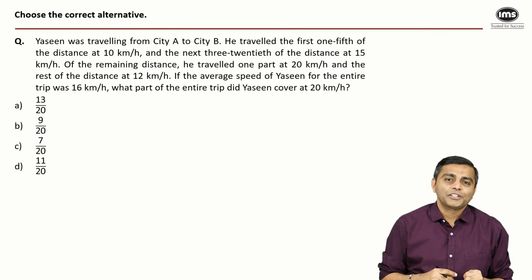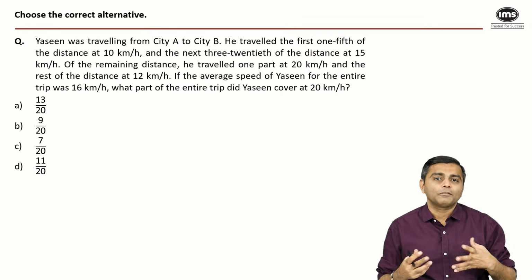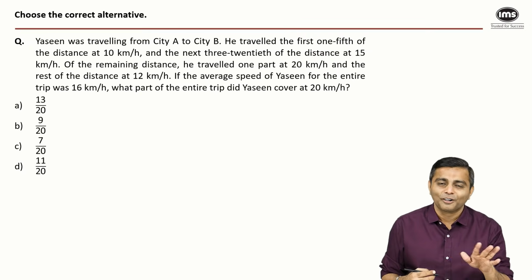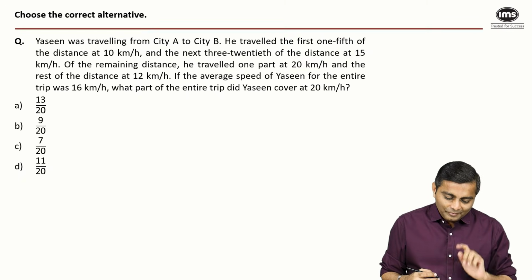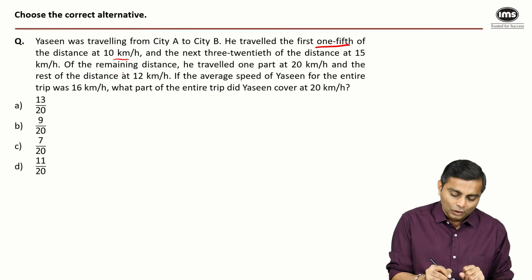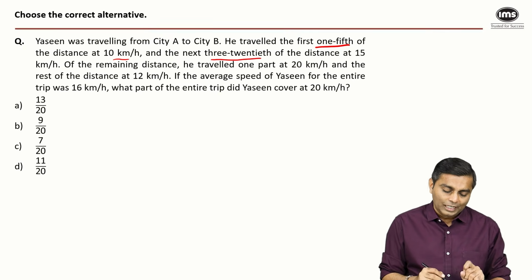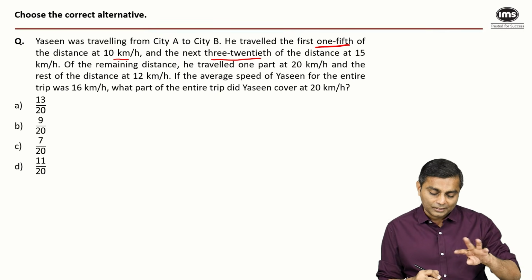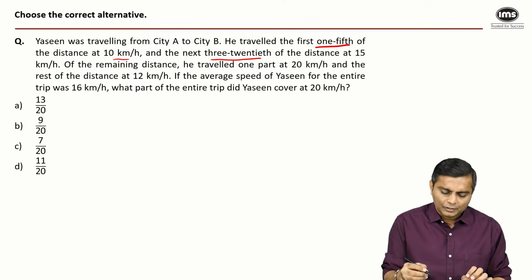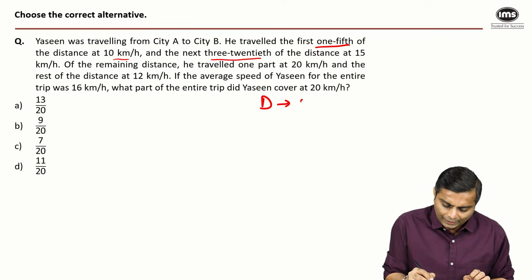Moving on to the next question, a time, speed, distance question. But again, we are in the Bangalore mock, not the easiest of time, speed, distance, but also not very, very difficult. Yasin was traveling from A to B, traveled 1/5 at 10 kilometers per hour, 3/20th at 15, and the remaining he traveled some part. No other fractions are given. So, with 20 and 1/5, I am going to assume my distance to be 20 kilometers.